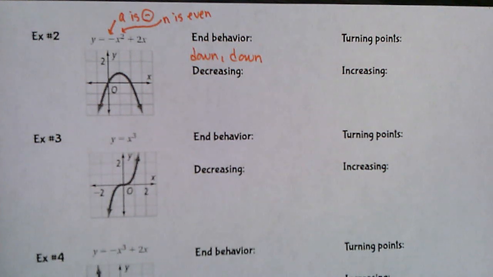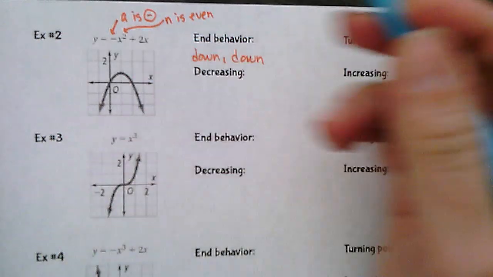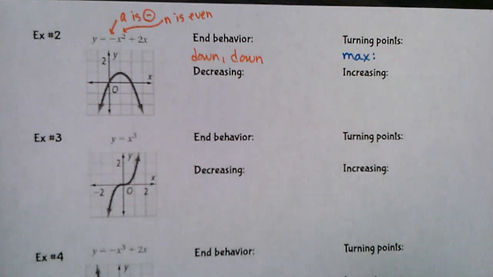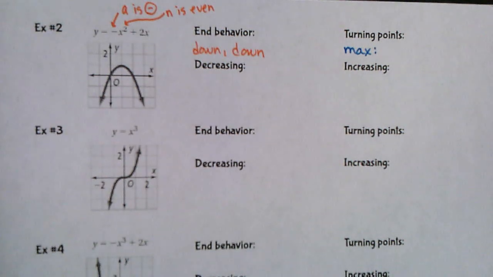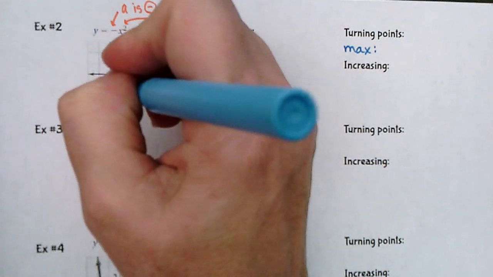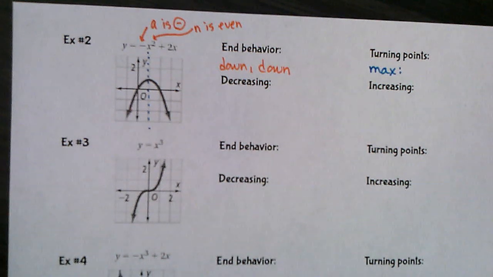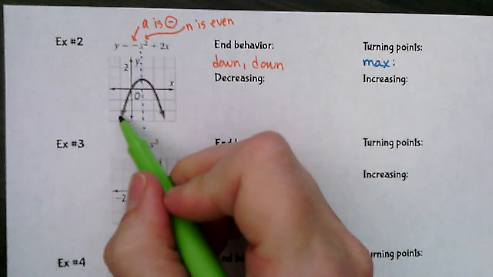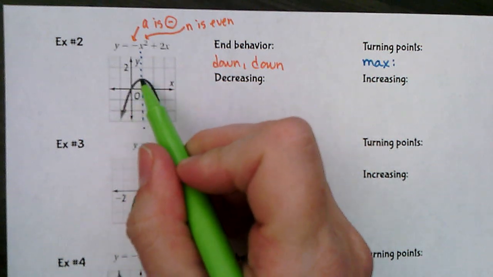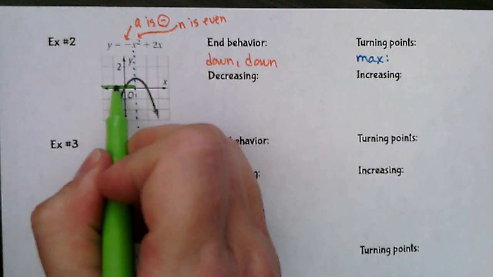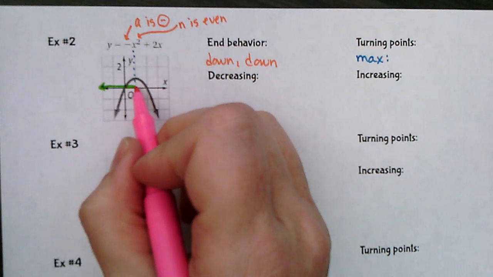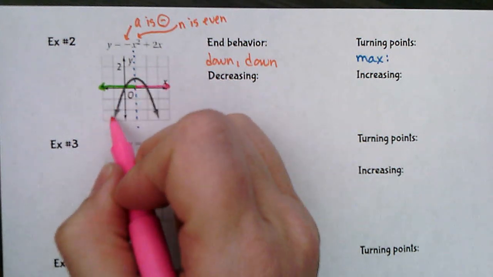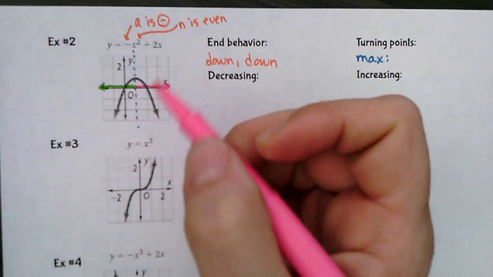I can see on here that I have one turning point, and that turning point is a maximum right there. So I'm going to have a maximum, and I'll get that on my graphing calculator in a moment. And then I can also see that wherever this maximum is, if I start on the left-hand arrow, I'm going uphill. So my graph is increasing, and then it turns around at that point, and then it's decreasing. So it's going uphill, increasing, then going downhill, decreasing.